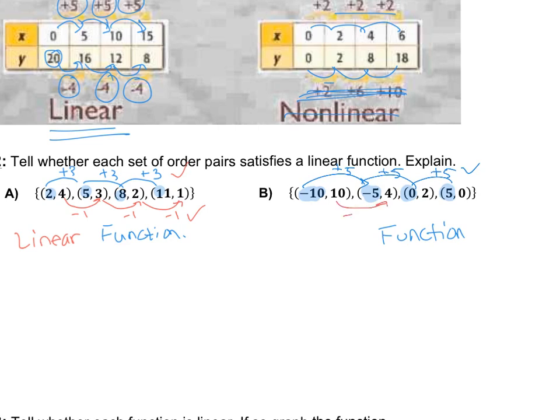10 to 4, -6. 4 to 2, -2. I can stop right there. 2 to 0 is -2. But this is not decreasing by the same amount, or increasing by the same amount. So therefore it is not a linear function. It's a function, but it's not linear.